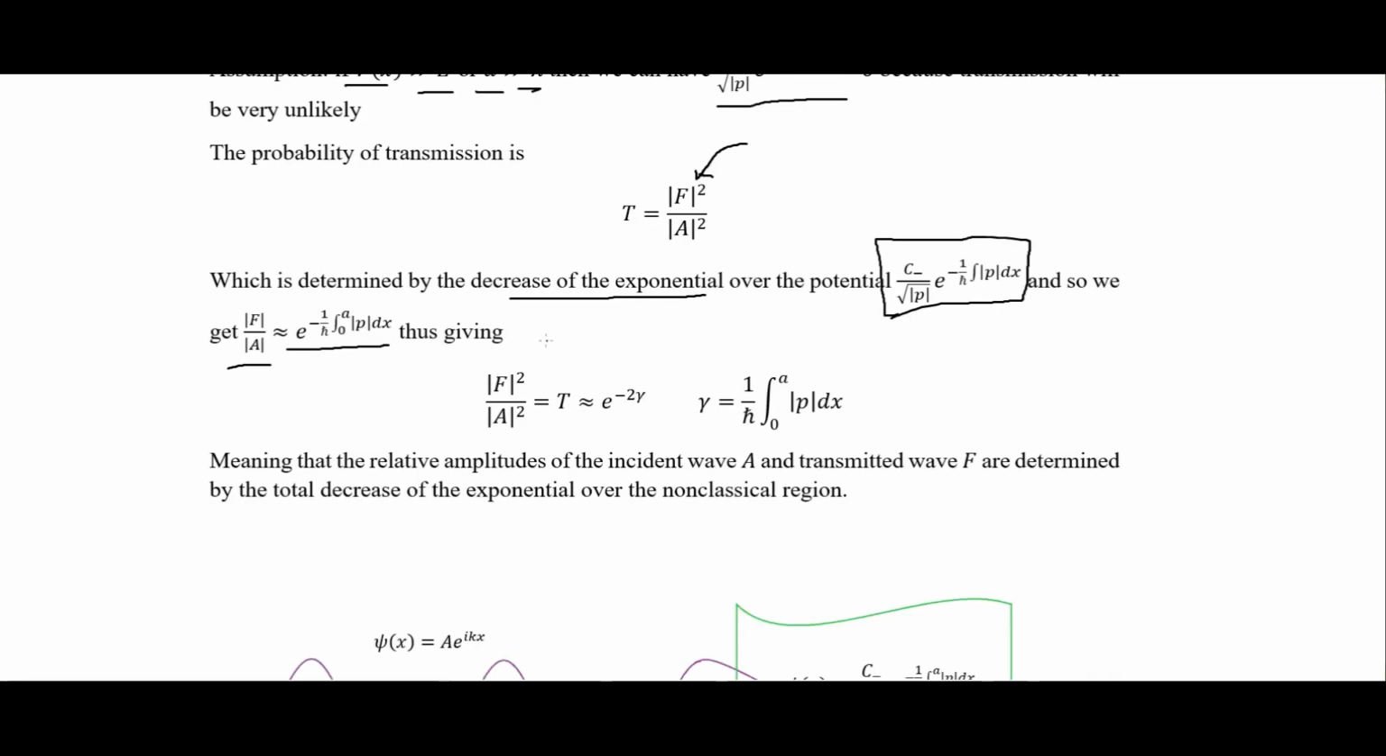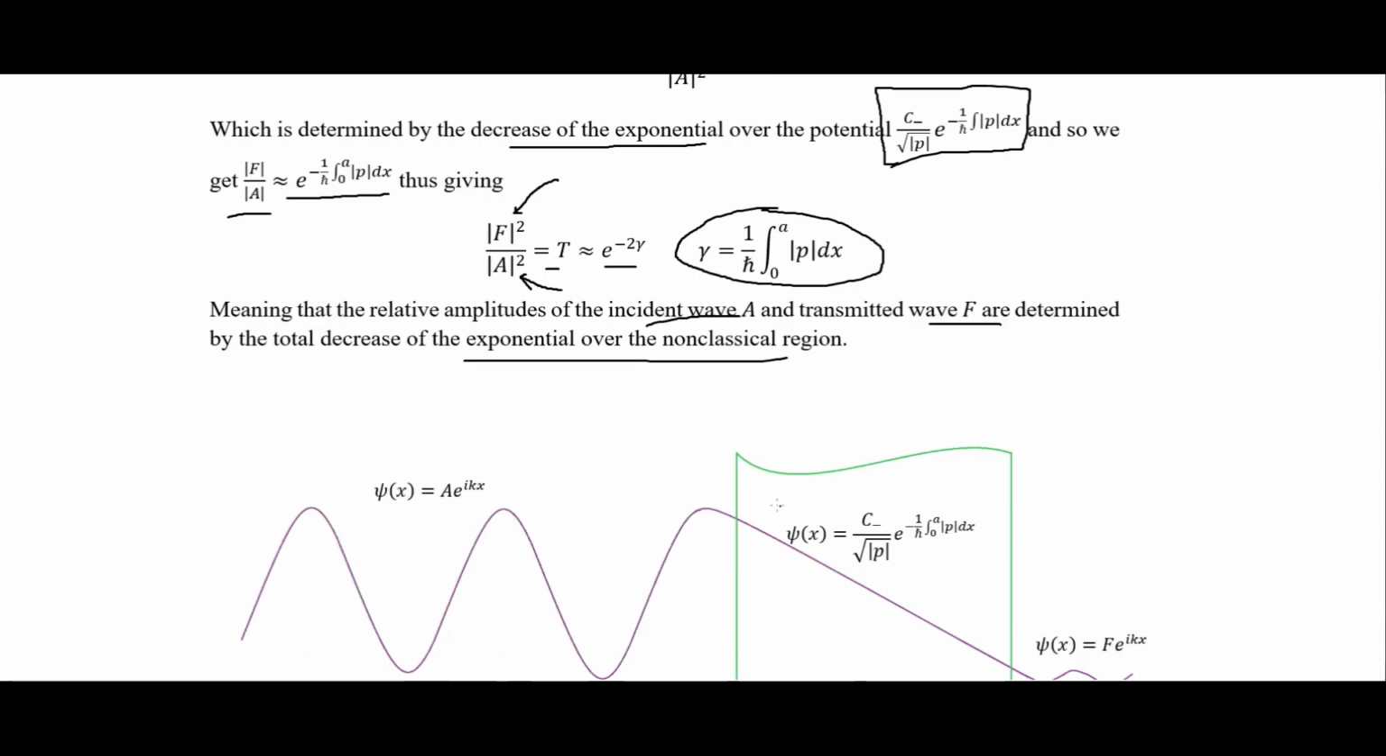And so this gives us the square of the transmitted over the square of the incident is equal to T, which is approximately equal to e to the minus 2 gamma, where gamma is just our integral right here. This means that the relative amplitude of the incident wave A and the transmitted wave F is determined by the decrease in the exponential over the non-classical region.